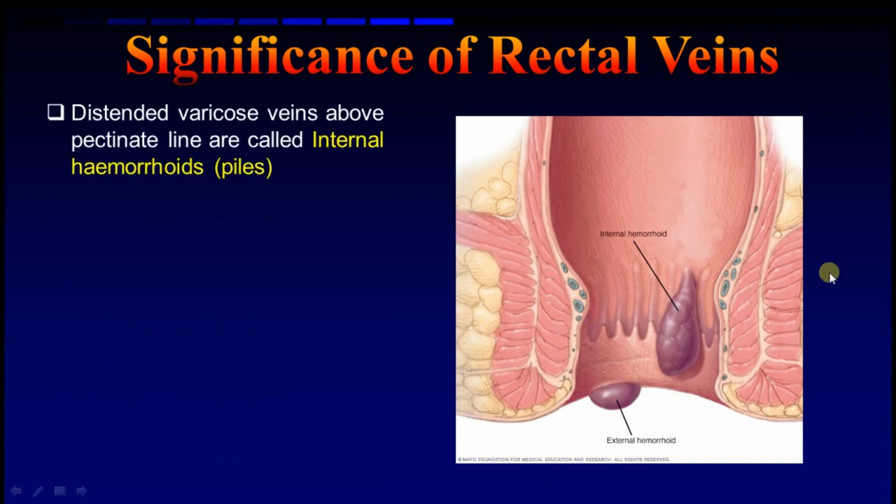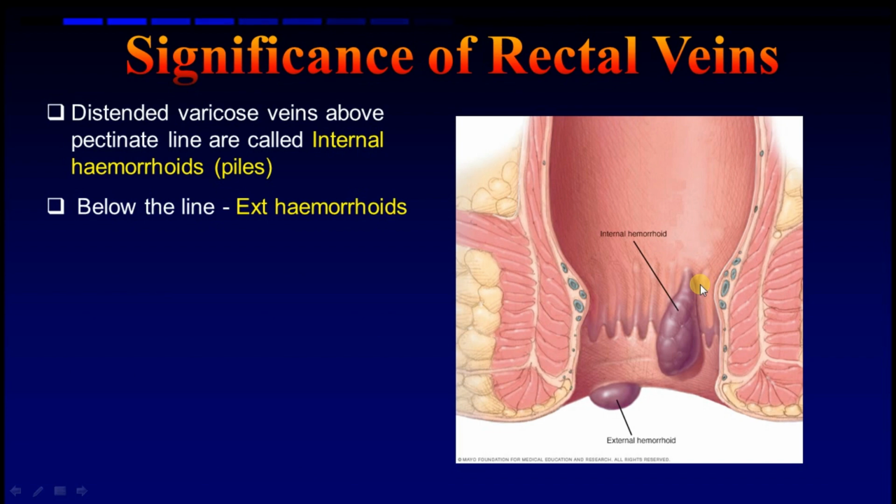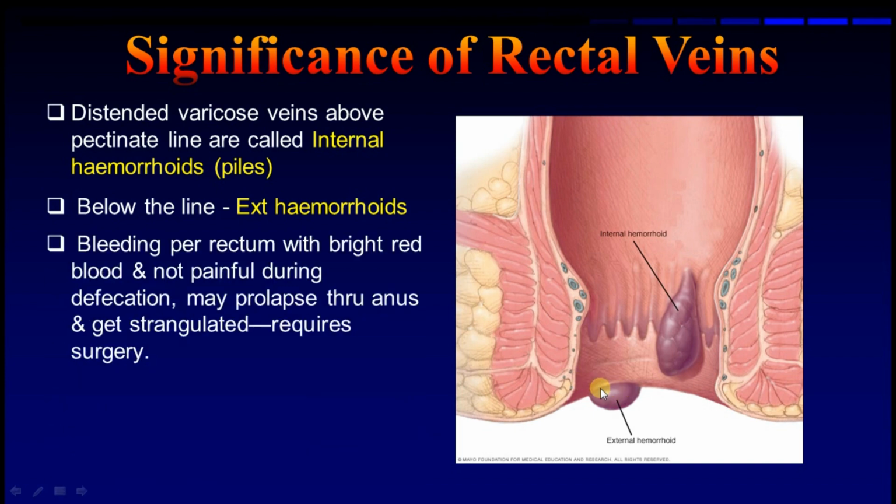So distended varicose veins above the pectinate line are called internal hemorrhoids or internal piles. Okay, so radicals of the superior rectal vein get distended, and sometimes they might also prolapse through the rectum and get strangulated. Below the line, actually below the Hilton's line, these veins are external hemorrhoids. They are because of rupture of subcutaneous veins. Okay.